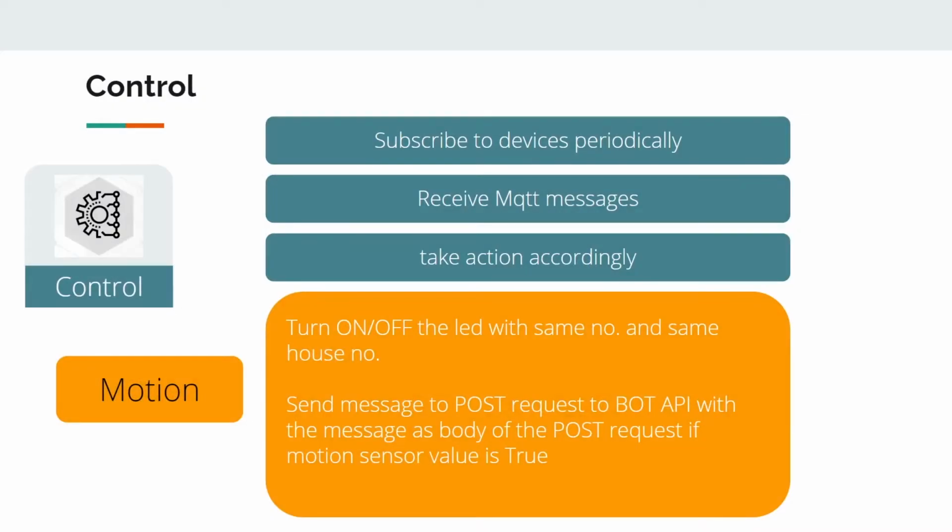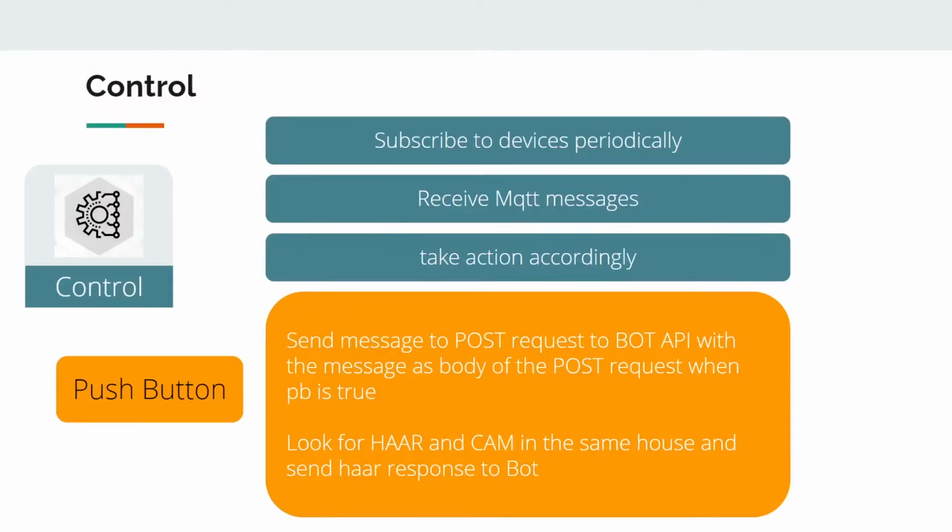The third service, the control service, as all other services, registers itself in the service catalog periodically, then instantiates an MQTT client to get all the resources from the resource catalog, to look for new resources to subscribe to, such as the doorbell and the motion sensor, then responds to the motion sensor and the doorbell MQTT messages. For the case of messages from the motion sensor, it turns on or off the LEDs that have the same number as the motion sensor. Then it sends a post request to the bot API to notify the user if necessary.